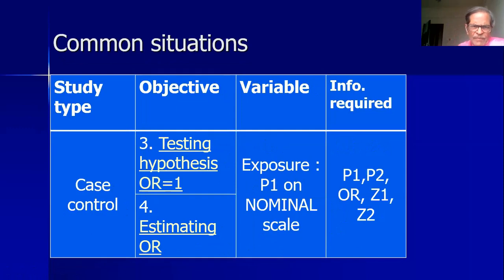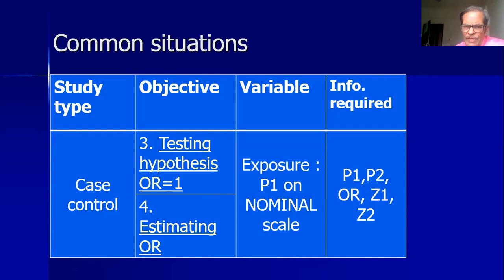In a case control study, you could have two objectives. One is testing the hypothesis, or odds ratio is equal to 1. The null hypothesis is odds ratio is equal to 1. And the alternate hypothesis could be either a one-way hypothesis or a two-way hypothesis. Or your aim could be estimating the odds ratio, or you could be aiming at both of these. So your aim is to test the null hypothesis, OR is equal to 1, and also estimate the odds ratio within a given confidence interval.